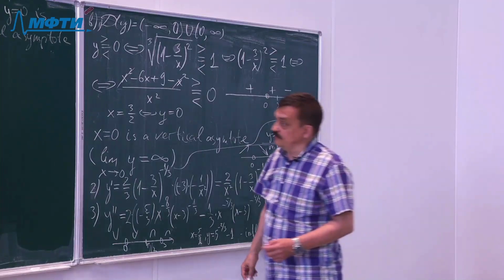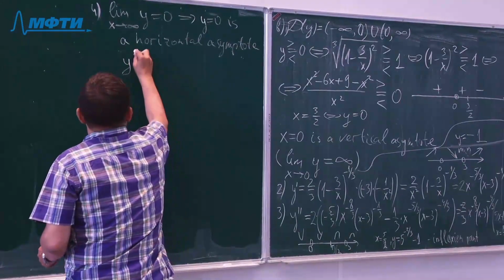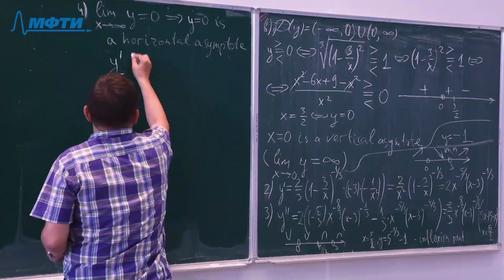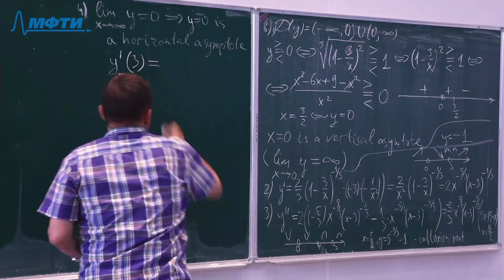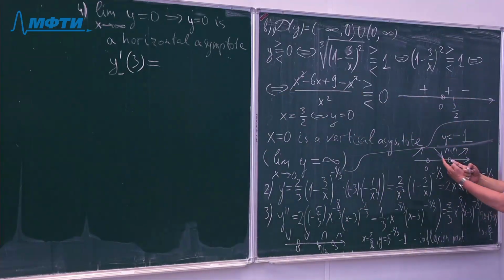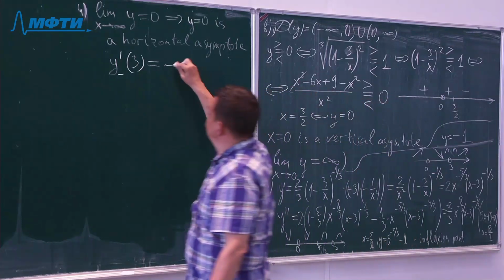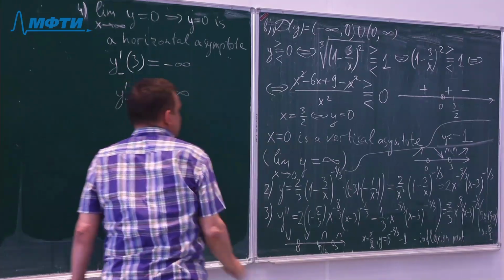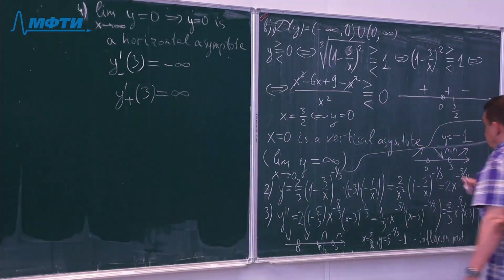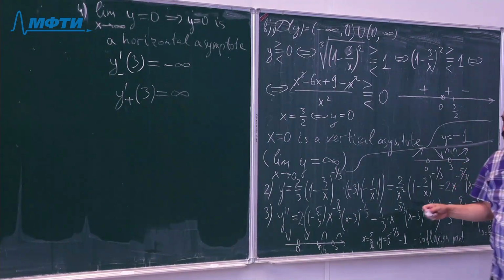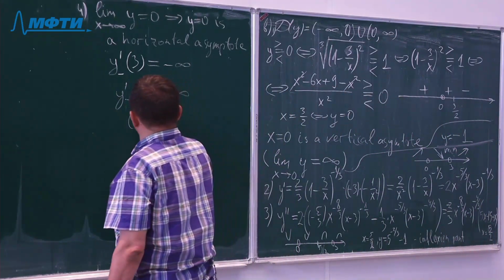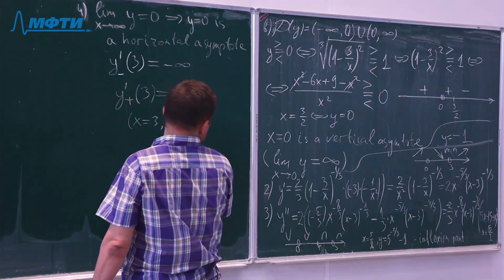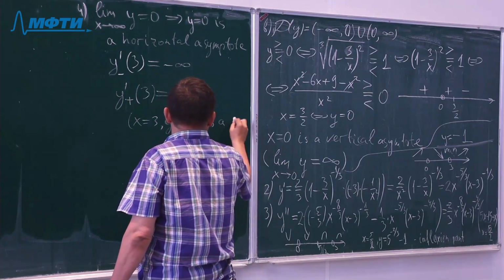So what happens? It means that y prime at x equals 3 is infinity, and which kind of infinity? Here it is decreasing, so minus infinity. That is, y prime at 3 from the left is minus infinity, and y prime at 3 from the right is plus infinity. So x equals to 3 is a so-called cusp. y equals to minus 1 is a cusp.